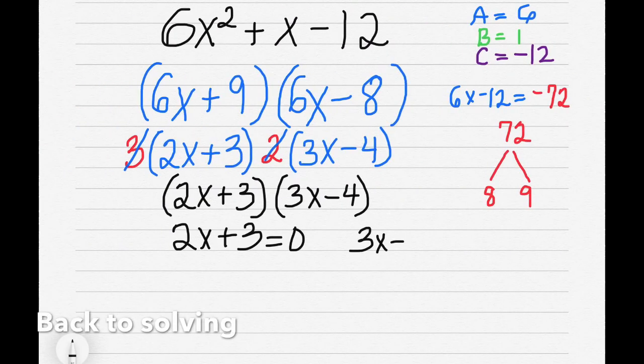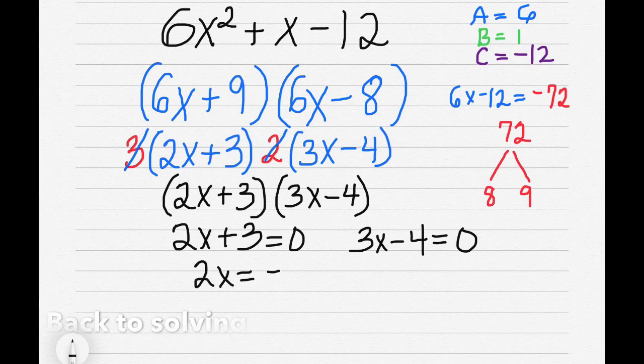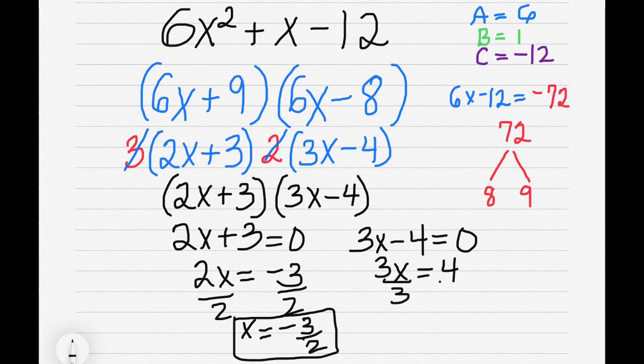So let's go back to the factors and set them equal to 0. So you have 2x plus 3 equals 0. We can move our 3 over to the other side. We have 2x divided by 2. And so x is equal to negative 3 halves. And over here we have 3x minus 4 equals 0. We can do 3x equals 4. Divide both sides by 3. And we get x equals 4/3.